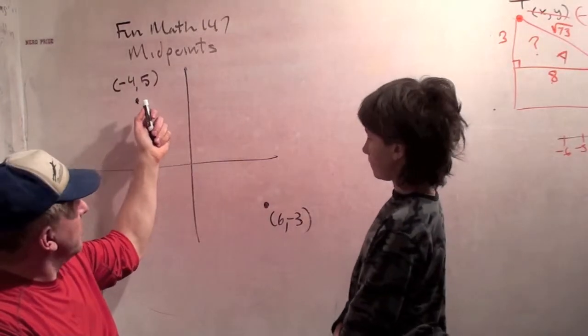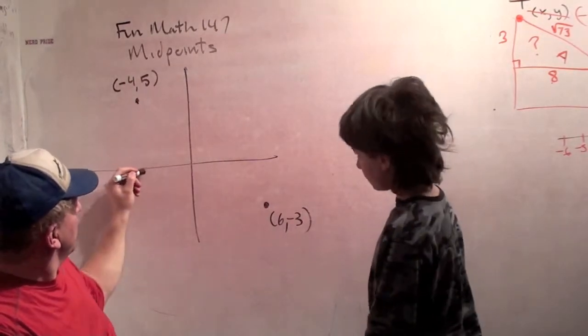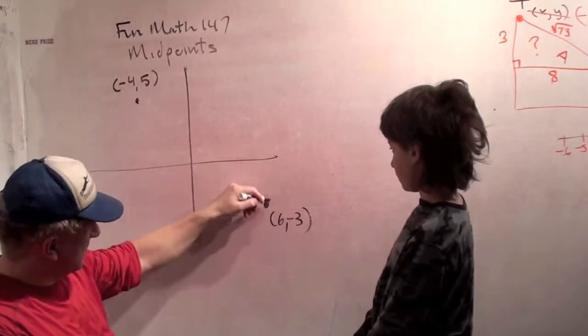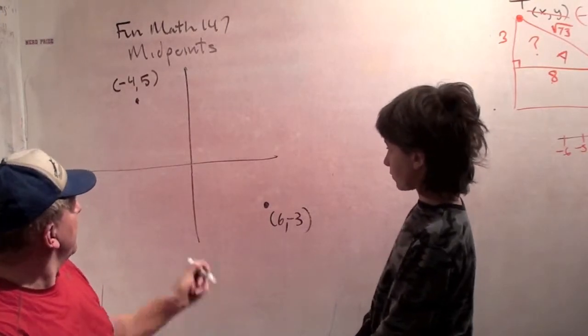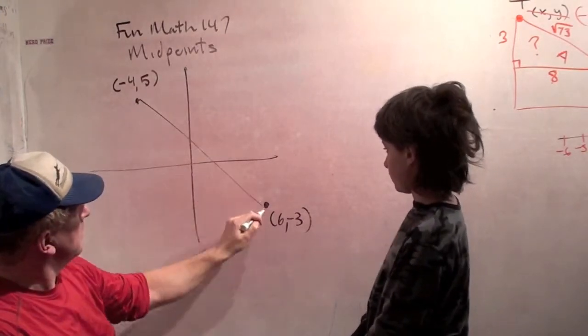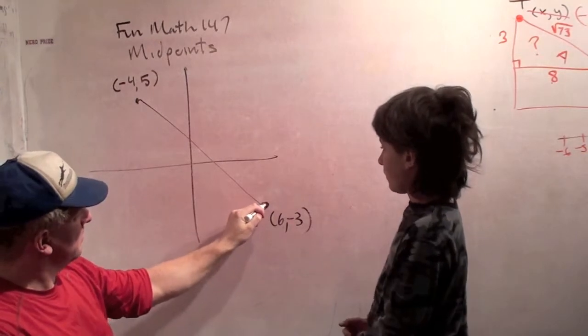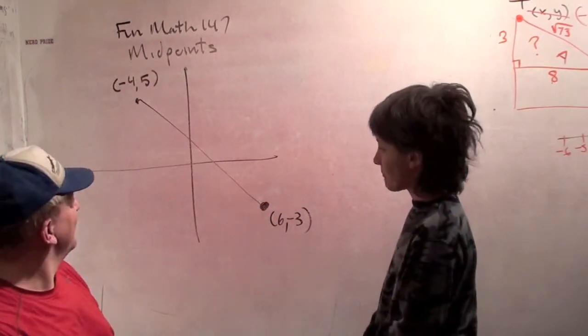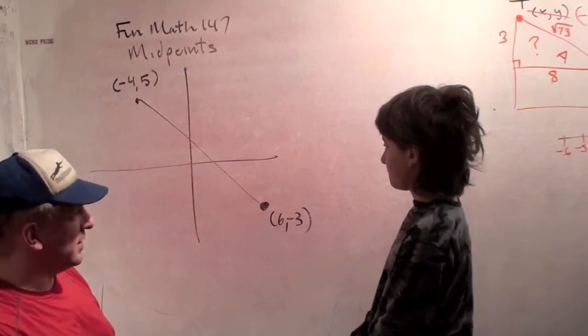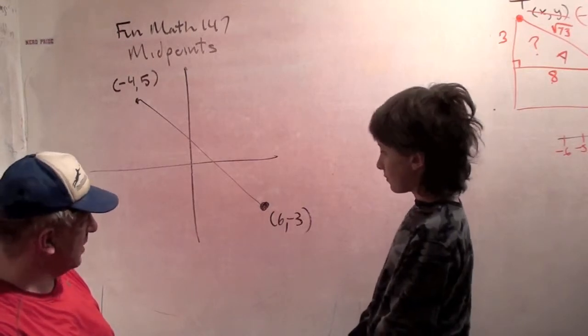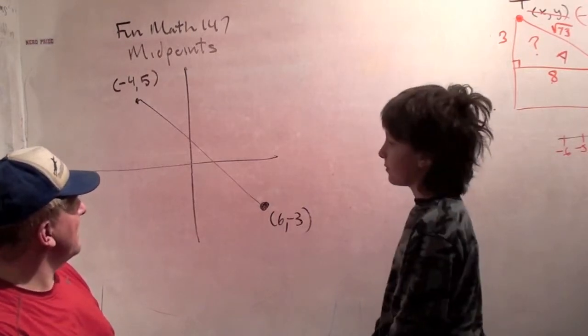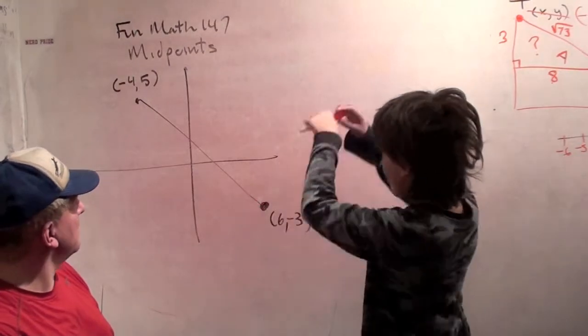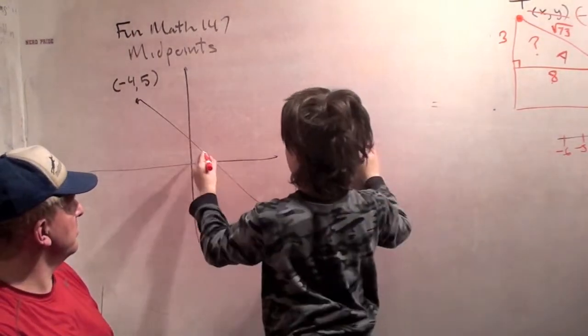So I give you 2 points. -4, go over -4, up 5, and go over 6, down 3. And we're trying to find what's in the middle here. Okay? And we're trying to understand it, big dot theory. We're trying to understand the geometry as well as the algebra. So if you were going to put your pen down on what you think is the middle of this, or the midpoint, where would you put it?